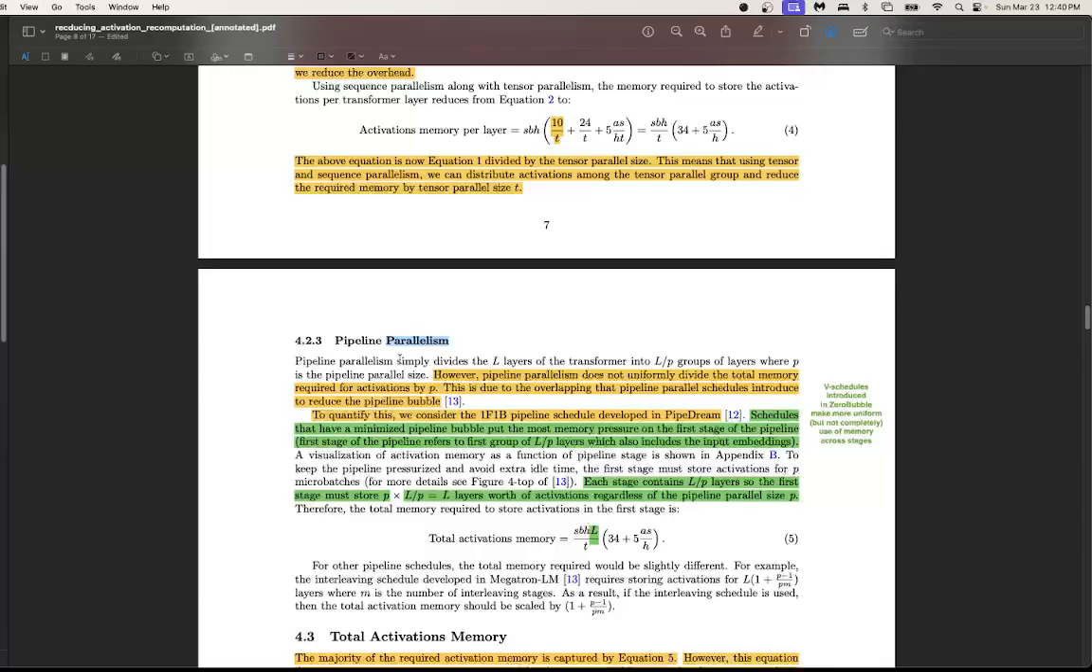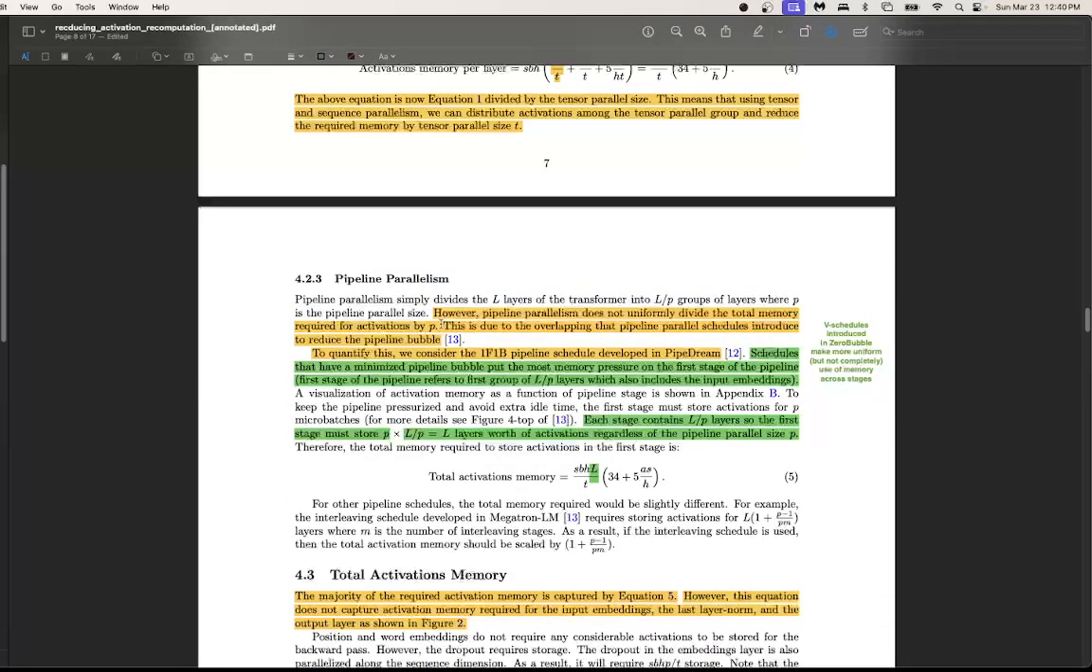Okay. Well, moving on then to pipeline parallelism. Another fun fact. They're basically talking about how pipeline parallelism, which is often combined with tensor parallelism for very large models, affects this formulation of the total activation memory required. And they are specifically talking about the 1F1B pipeline schedule developed in PipeDream.